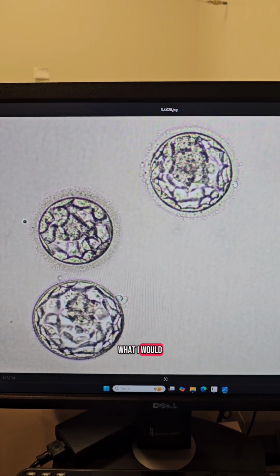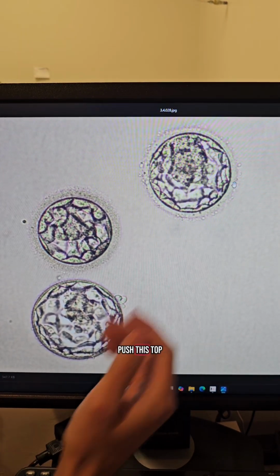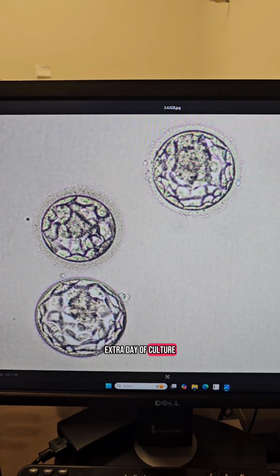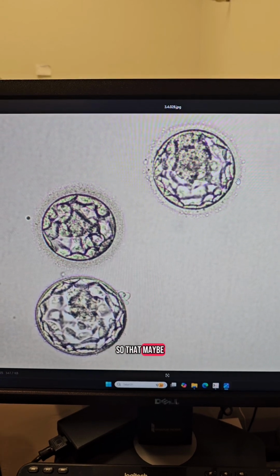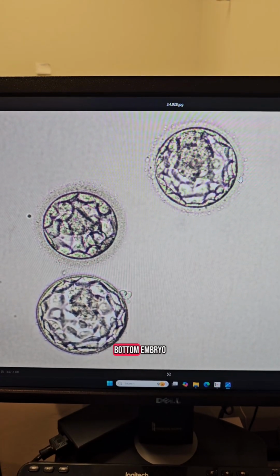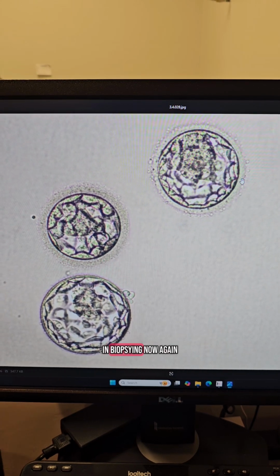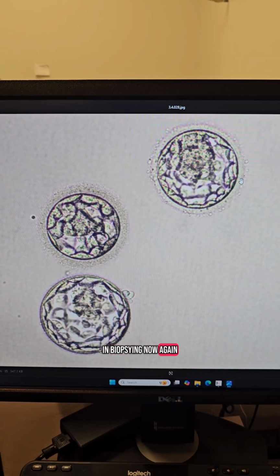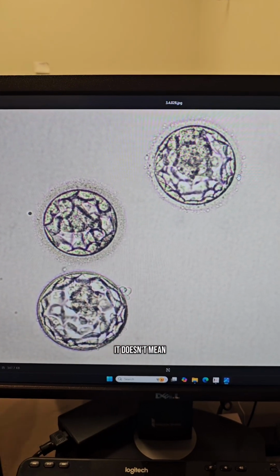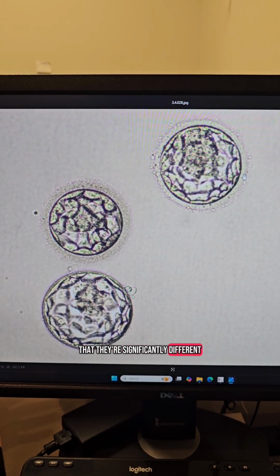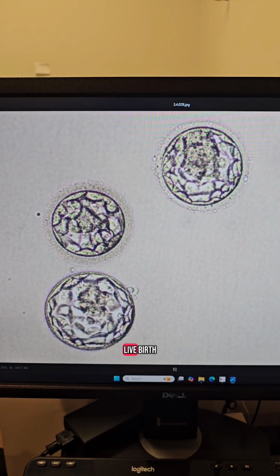So what I would do is potentially push this top embryo for an extra day of culture, just to allow it to continue to divide and continue to expand, so that maybe tomorrow it looks similar to this bottom embryo and I feel much more confident in biopsying. Again, even though these embryos are at different stages and are different grades, it doesn't mean that they're significantly different in terms of their ability to lead to a live birth.